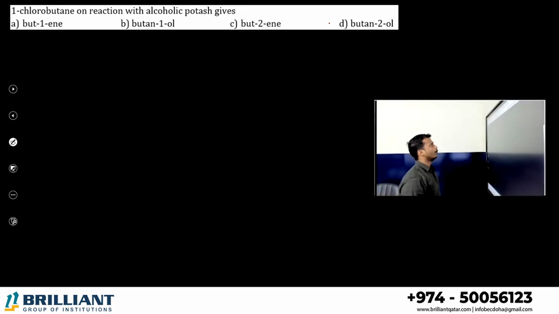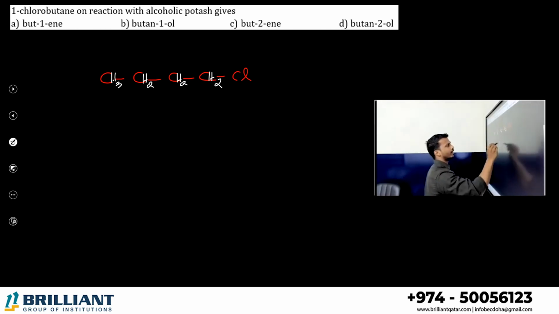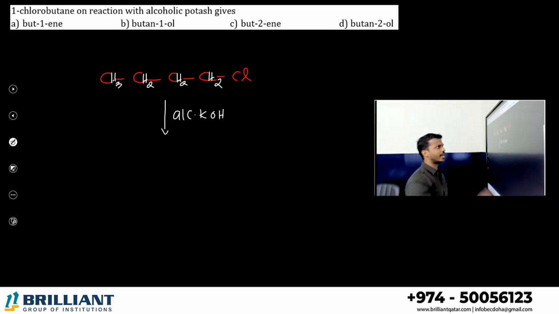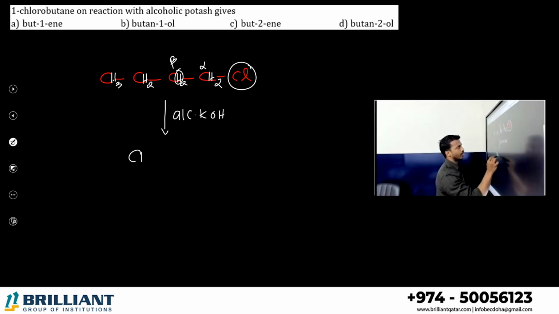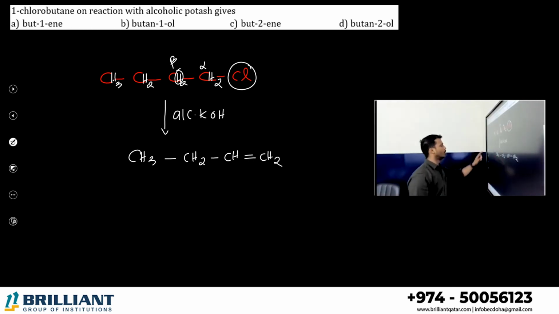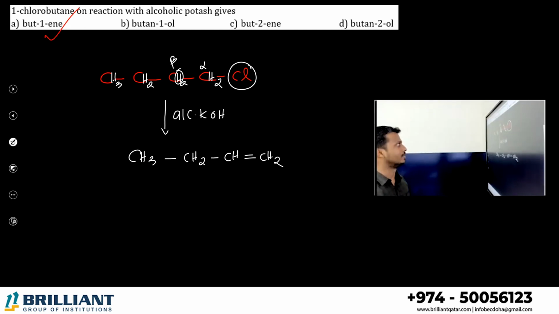Now, 1-chlorobutane on reaction with alcoholic potassium hydroxide. What we have? 1-chlorobutane, that means CH3 CH2 CH2 CH2 Cl. When we treat it with alcoholic potassium hydroxide, beta elimination occurs, right? Take chlorine from alpha, hydrogen from beta, and make a double bond between alpha and beta. So you will get but-1-ene. Right? Option A can be the answer.